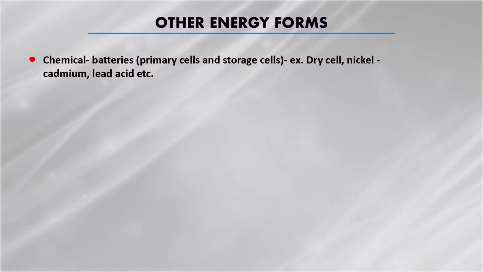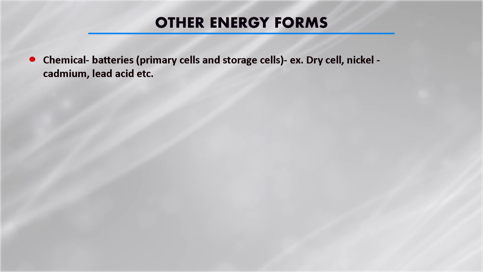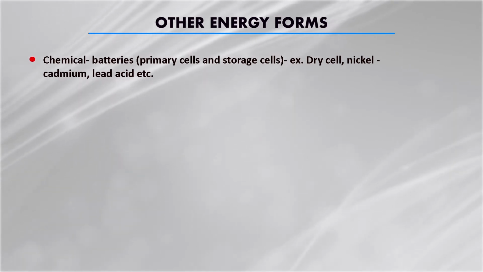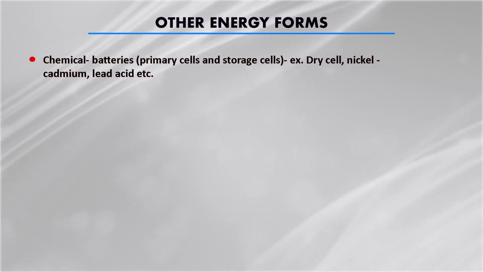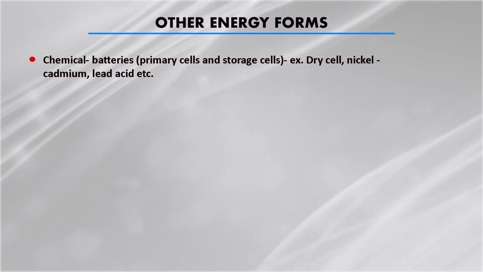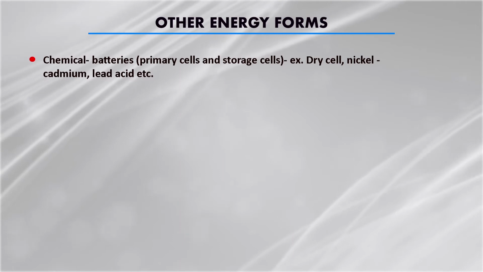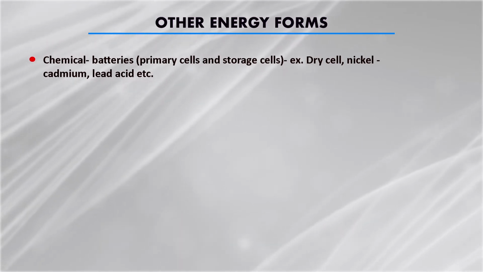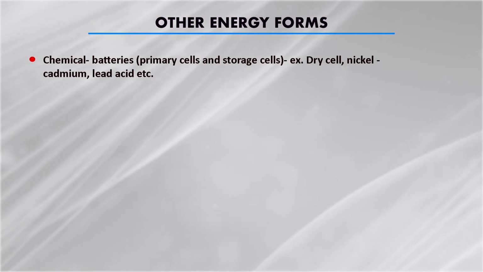Chemical energy can be converted into electrical energy, like in batteries, primary cells or storage cells. For example, the dry cells you have seen here, where the chemical energy is converted into electrical energy: nickel, cadmium, lead acid.